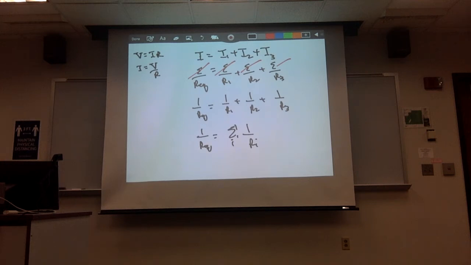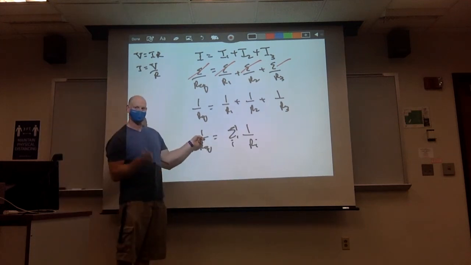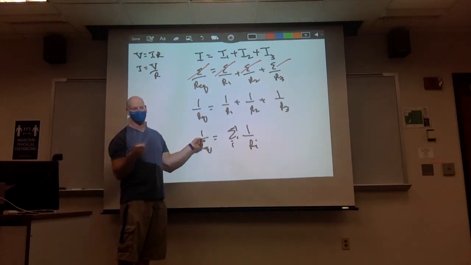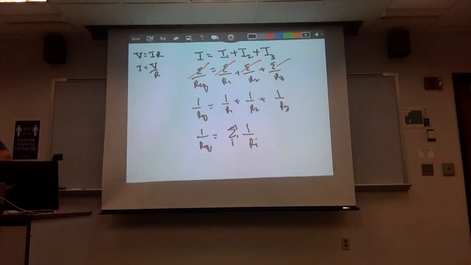So in this case, resistors in parallel, I add them inversely. Unlike capacitors, when I have capacitors in parallel, I added them directly. Right? What does this have as the overall effect on the resistance?